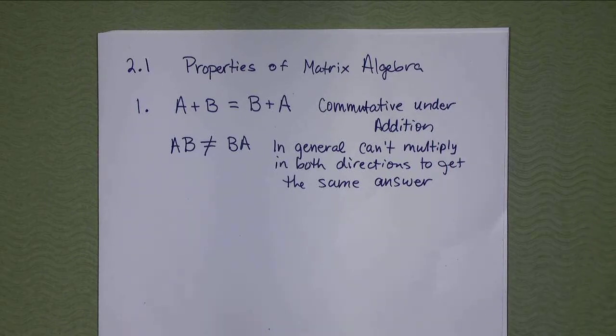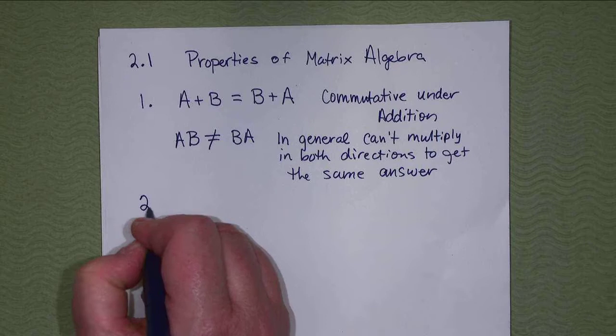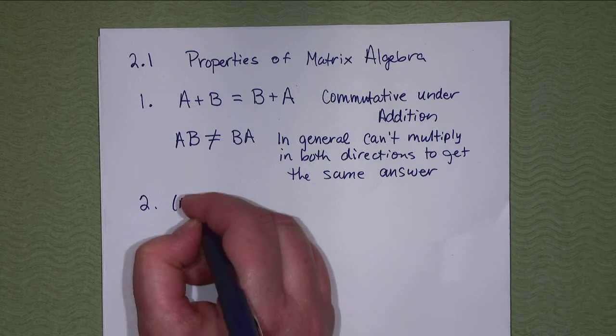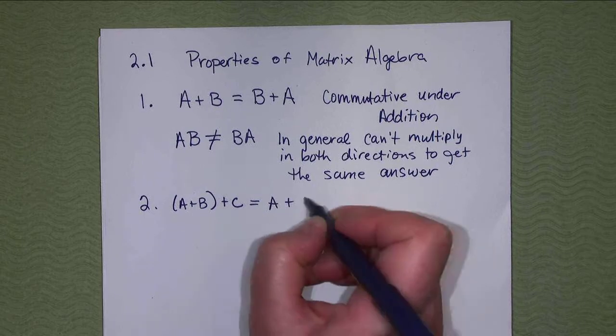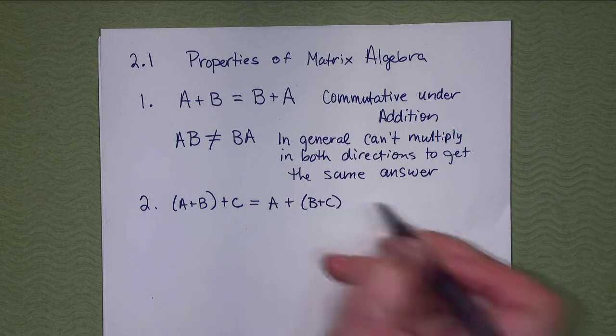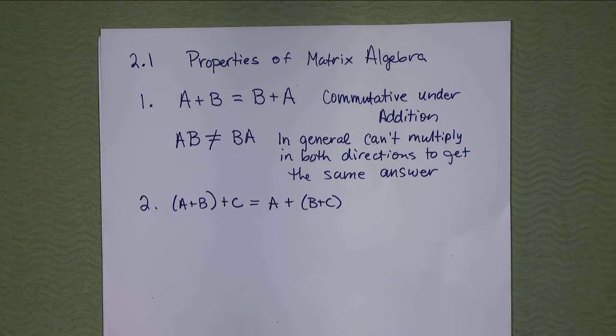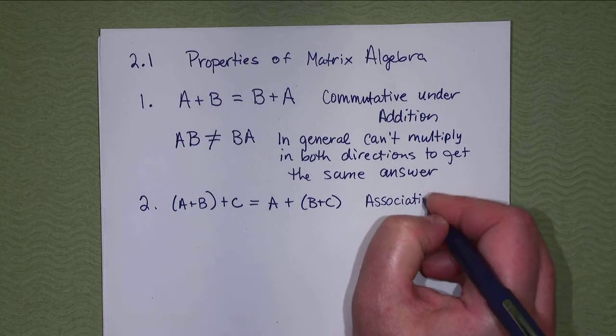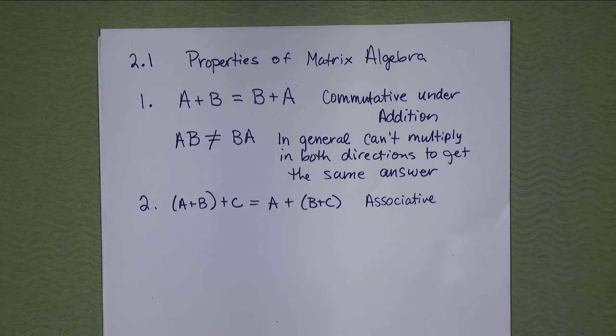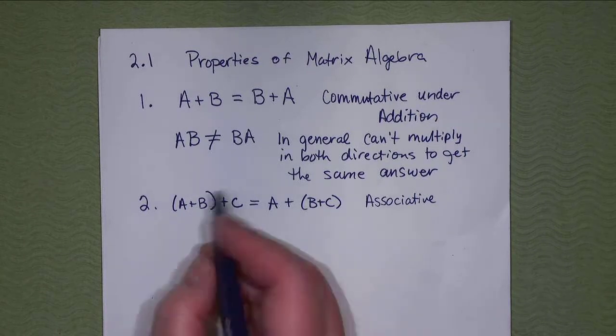Number 2, A plus B plus C is the same as A plus B plus C, where the order that we add is different. And that's called the associative property. So it's associative under addition. And it's also associative under multiplication.